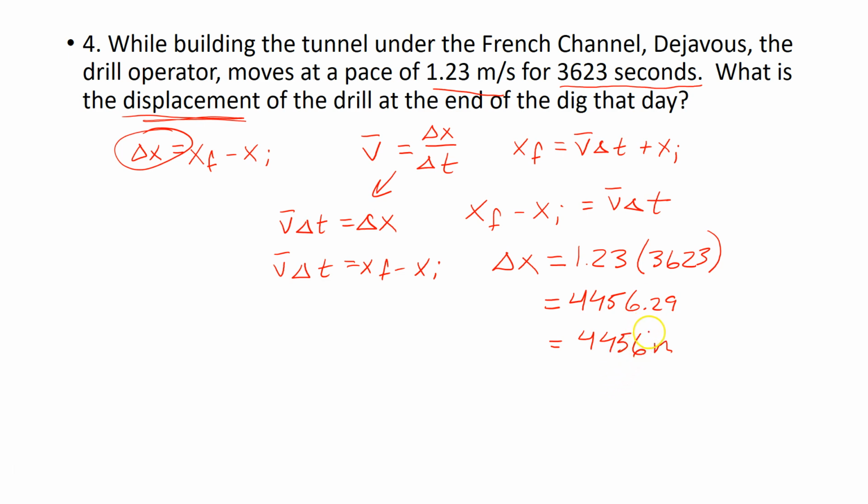We also need to have a direction here, and so because we've got 4456, if we put a positive in front of it, that would give it a direction. And that is the end of the first constant velocity motion problem exercise solution set.